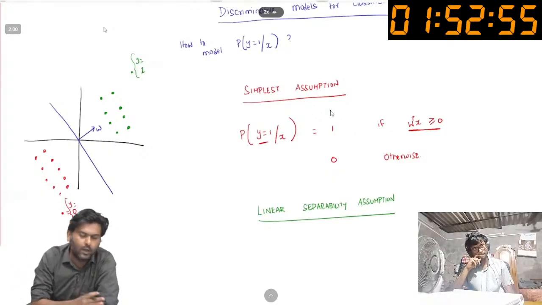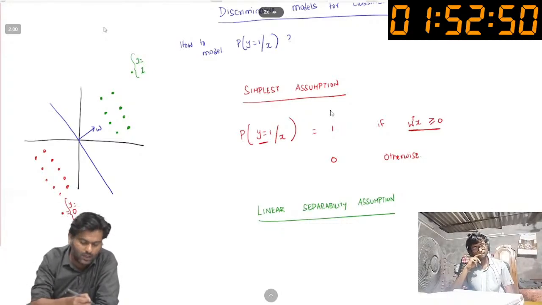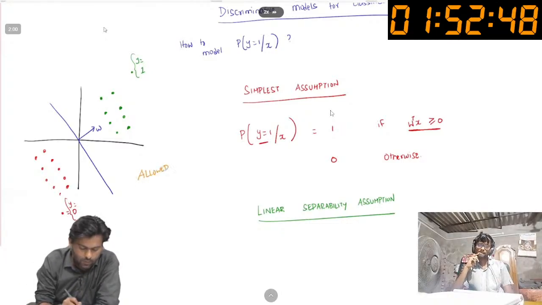So maybe this is the w which says that everybody on one side of w, the green ones are all on one side of w, the red ones are all on the other side of w, right? So for example, we say that this example is allowed under our model.